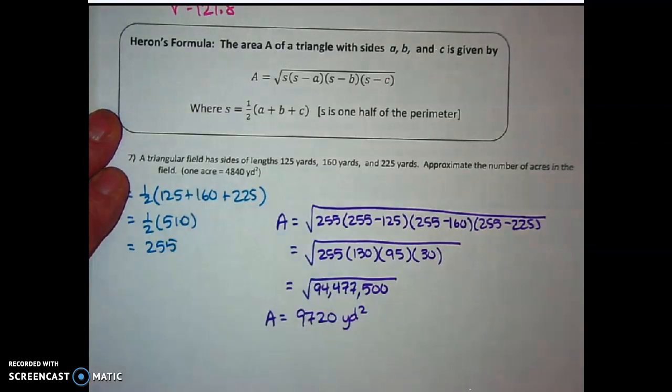Now I need to put it in terms of acres, so 9,720 divided by 4,840 square yards in an acre gives me 2.0083. That means I have about 2 acres.